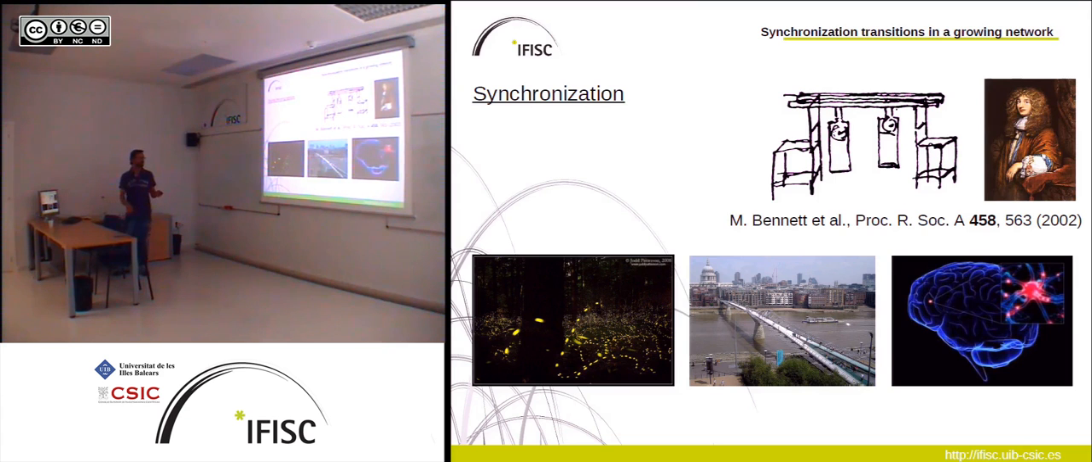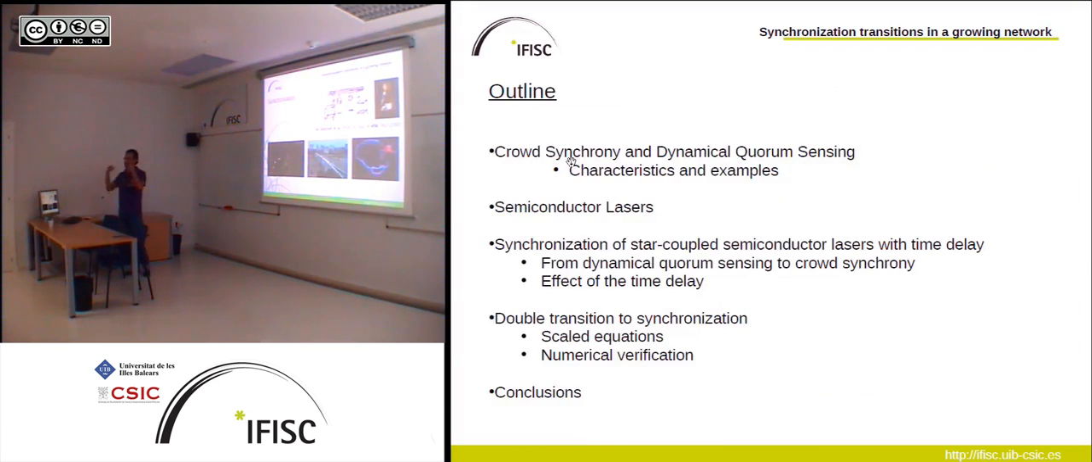Other examples are in civil engineering. This is the Millennium Bridge in London, that I will explain in a bit more detail in a minute. And also in the brain, where neurons can emit electric signals and can synchronize different areas of the brain, even when these areas are far from each other, and they can synchronize without delay.